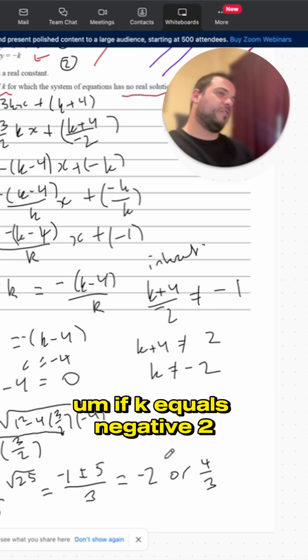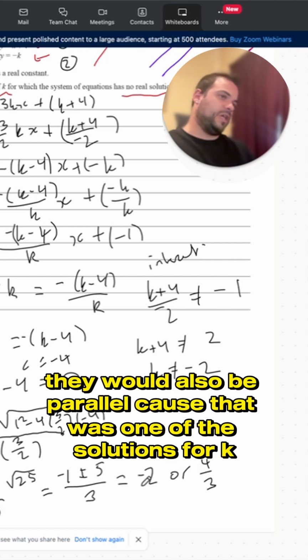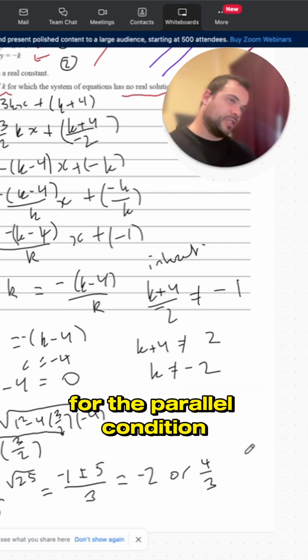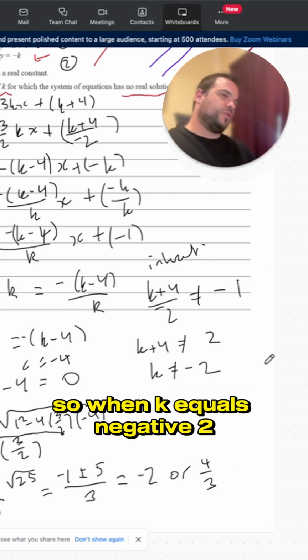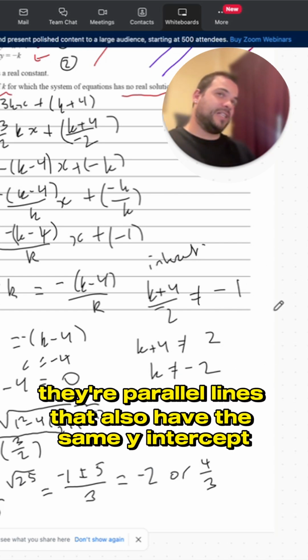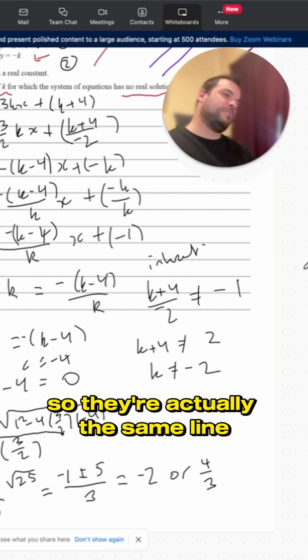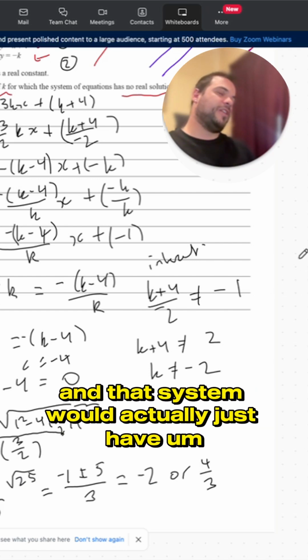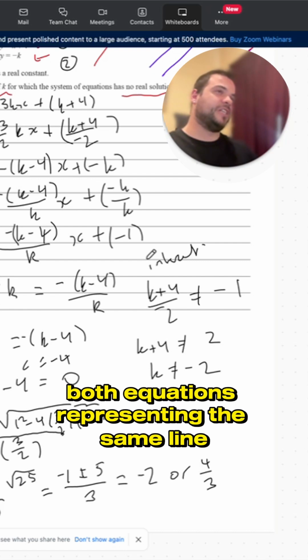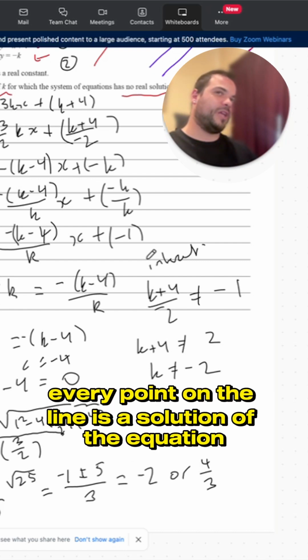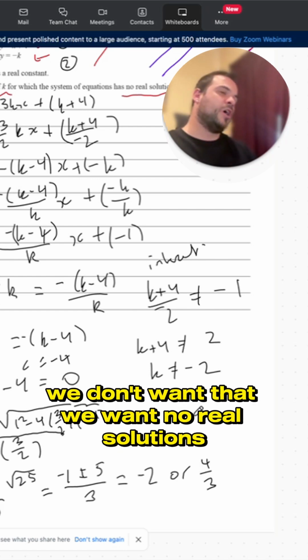If k equals negative 2, they would also be parallel, because that was one of the solutions for k for the parallel condition. So when k equals negative 2, they're parallel lines that also have the same y-intercept, so they're actually the same line. That system would just have both equations representing the same line, and therefore every point on the line is a solution of the equation. So you have an infinite number of solutions. We don't want that. We want no real solutions.